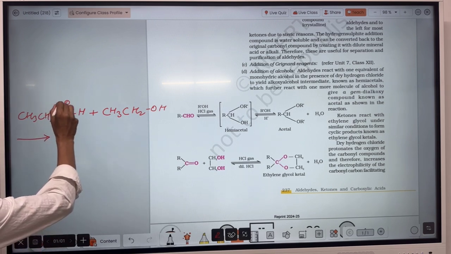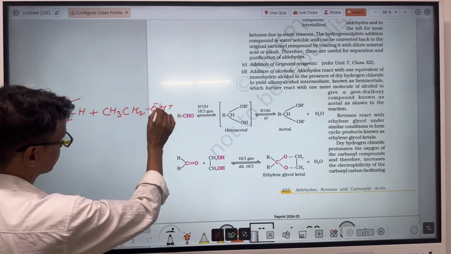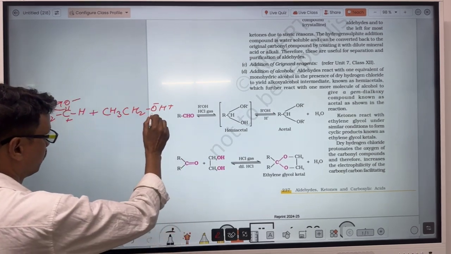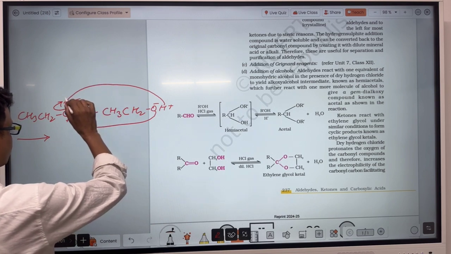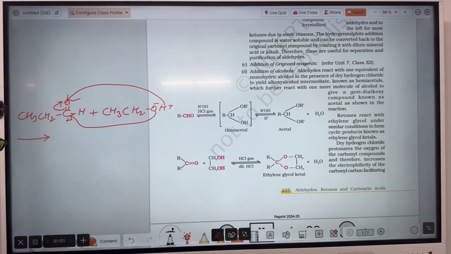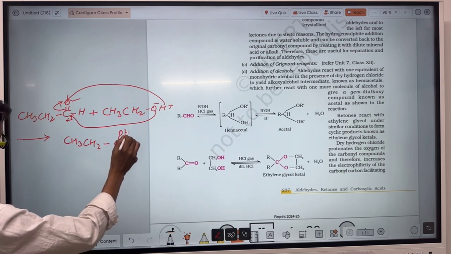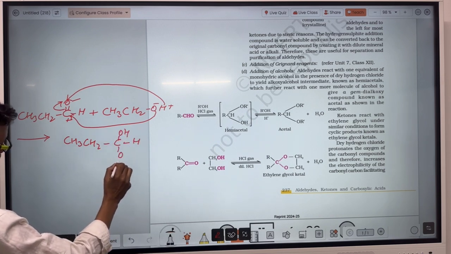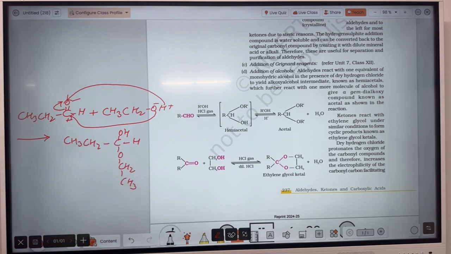So what happens? This oxygen takes the pi electron towards itself. So here negative charge on the oxygen and a positive charge on the carbon. Now in the alcohol, there will be plus on hydrogen and oxygen will have negative charge. So O minus will get bonded to the acyl carbon and hydrogen to the oxygen. So compound becomes this compound, called hemiacetal.